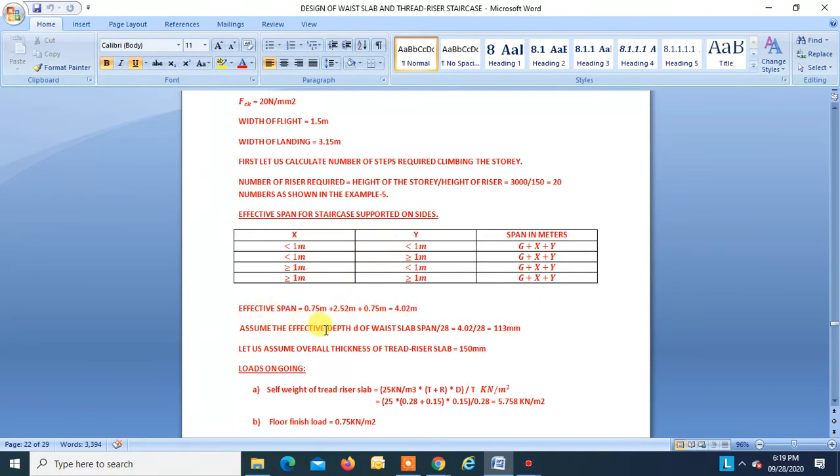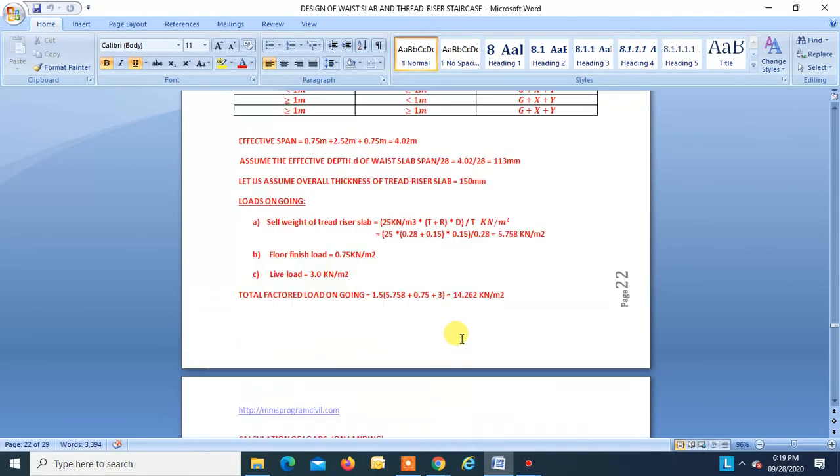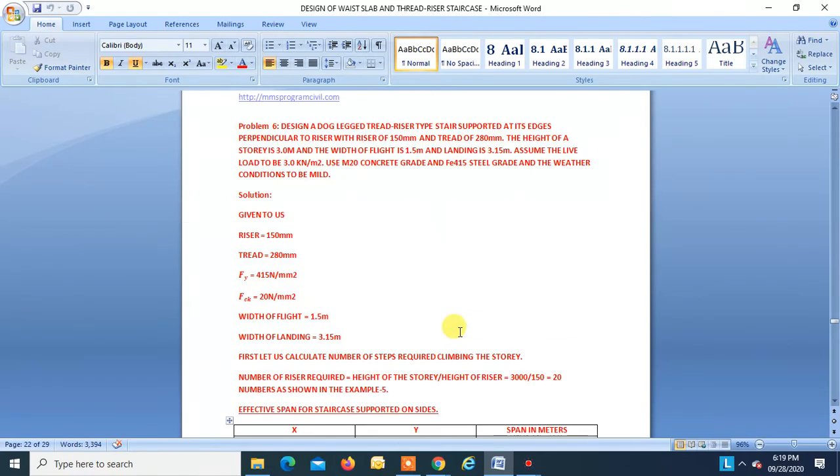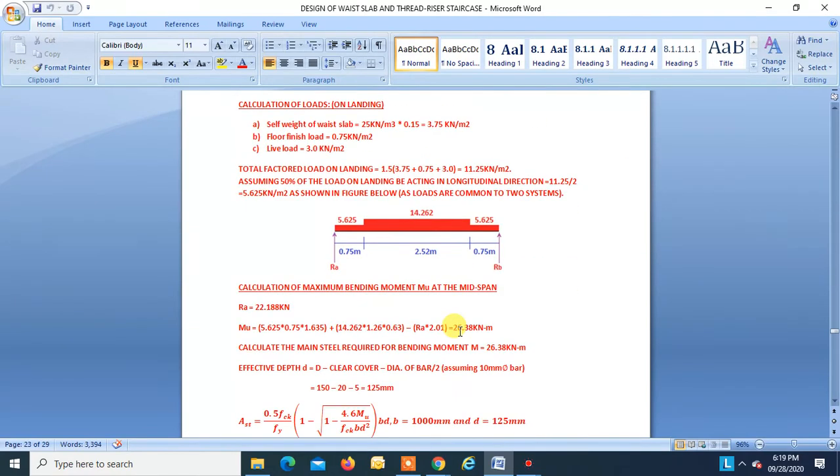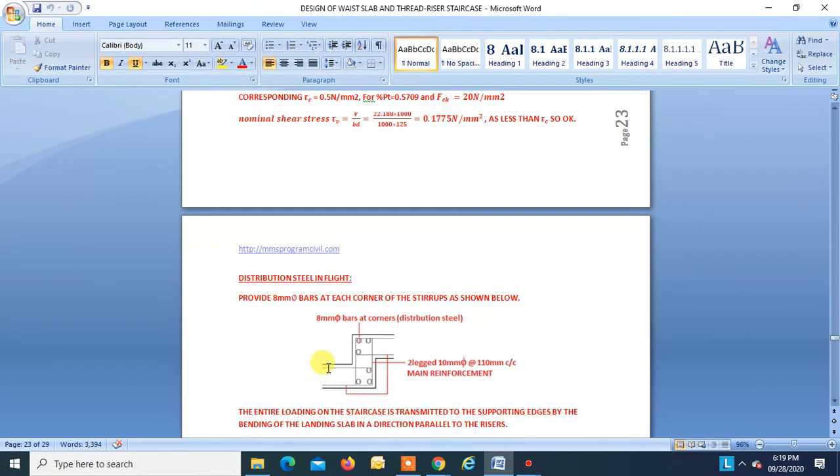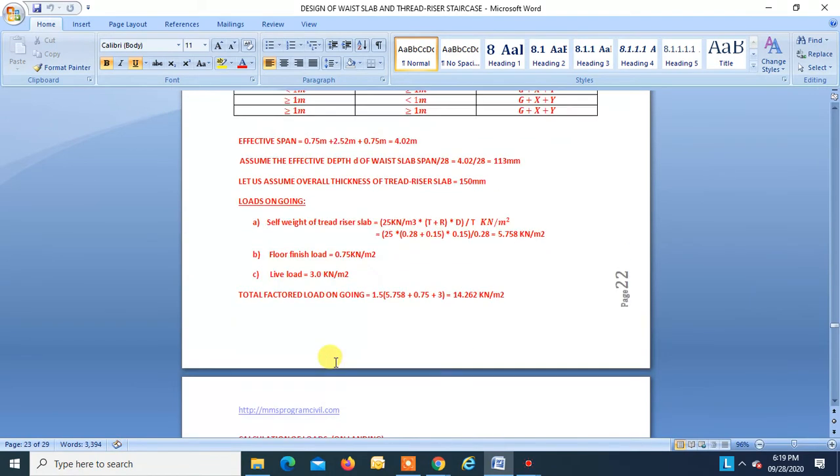So let us assume the effective depth of the waist slab equal to span by 28, that is equal to 113. Let us assume the overall thickness of the tread riser slab equal to 150 mm. So thickness we are assuming as 150 mm. Okay. Right.